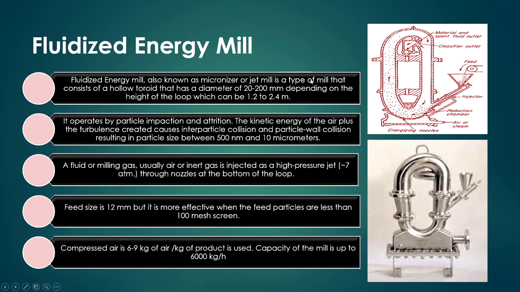Fluidized energy mill, this is basically based on attrition between the particles, that means collision or interaction between the particles just by the fluid energy. So the fluidized energy mill is also known as a micronizer or jet mill. This is a special type of mill that consists of a hollow toroid that has a diameter of 20 to 200 millimeter, which depends on the height of the loop, which can be 1.2 to 2.4 meter.